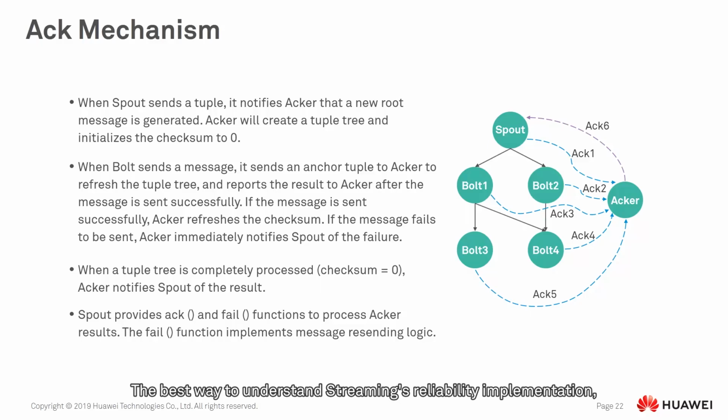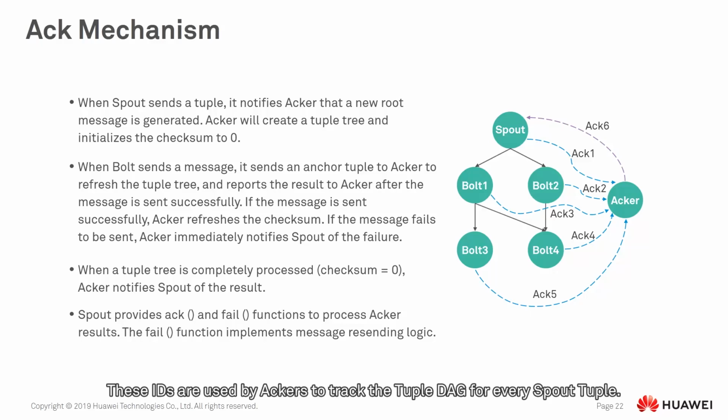The best way to understand streaming's reliability implementation is to look at the life cycle of tuples and tuple DAGs. When a tuple is created in a topology, whether in a spout or a bolt, it's given a random 64-bit ID.